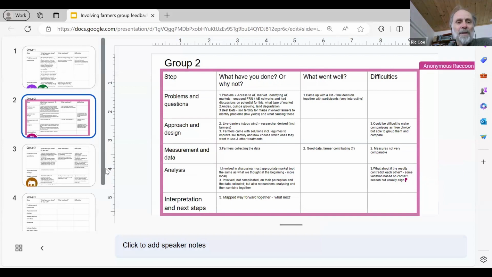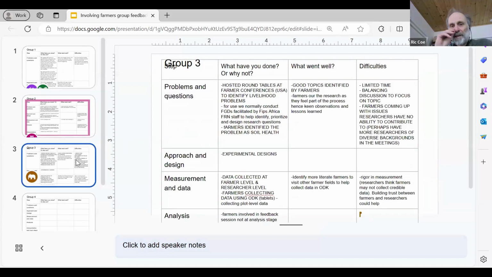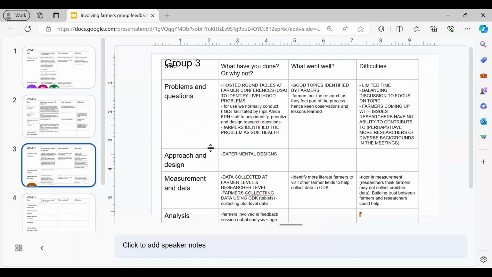Okay, we're going to move to group 3. I will say that, and then my group could add any comments that I missed. So I think in our group we had a few people who have engaged farmers mostly in problem solving, like problem identification and identifying of questions, where some use hosting of roundtables, hosting of roundtables via farmer conferences, and also conducting FGDs to facilitate the problem identification.